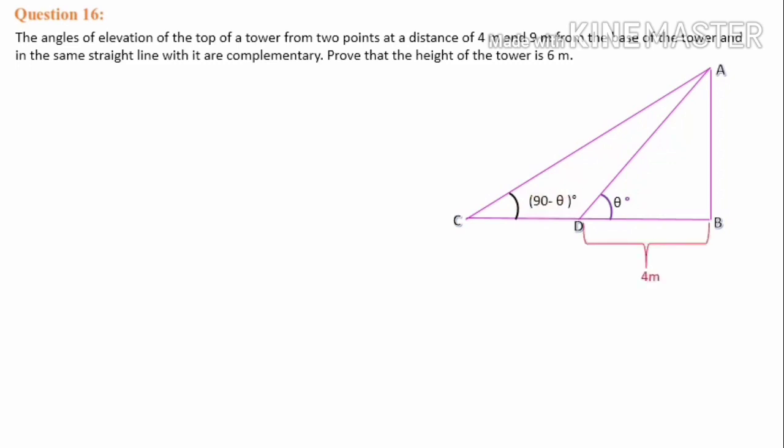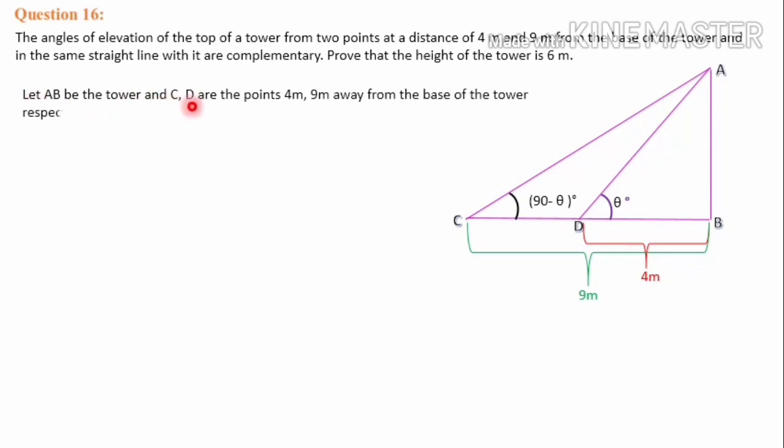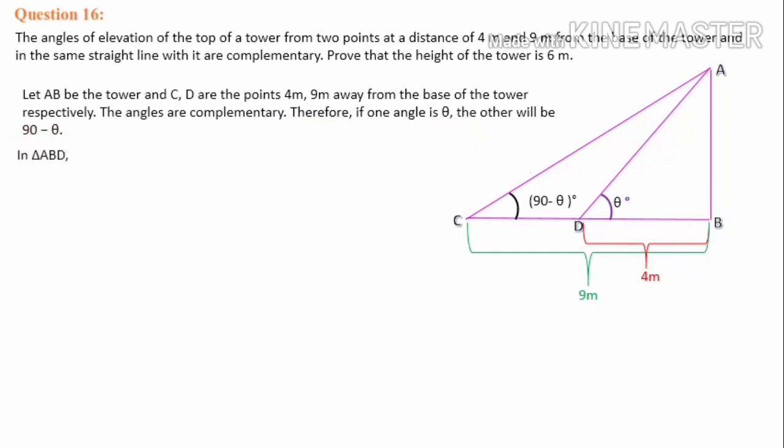And the distances were also given. The first point distance is 4 meter and the other distance is 9 meter. And we have to prove that the height of the tower is 6 meter. So let's go for the assumption. Let AB be the tower and C and D are the points 4 meter and 9 meter away from the base of the tower. The angles are complementary, therefore, if one angle is theta, the other will be 90 minus theta.